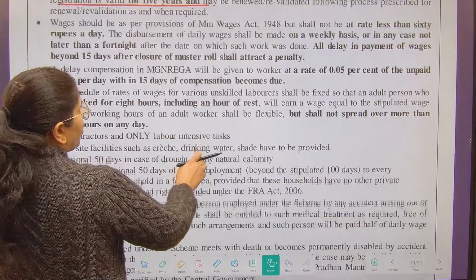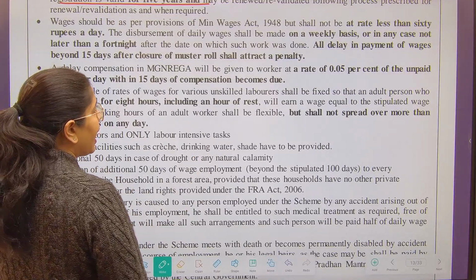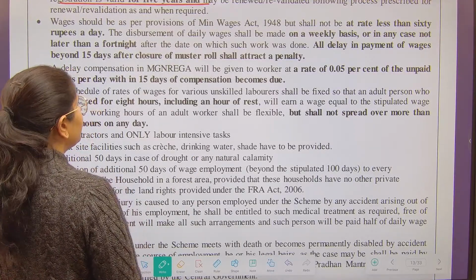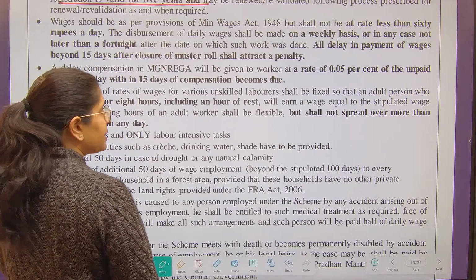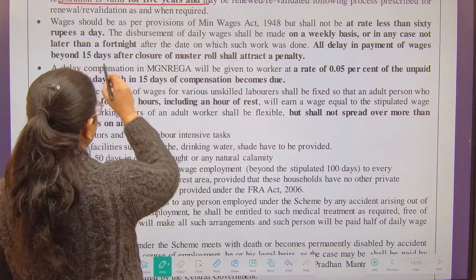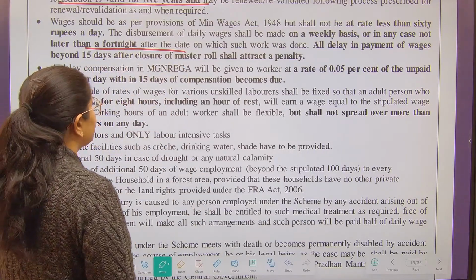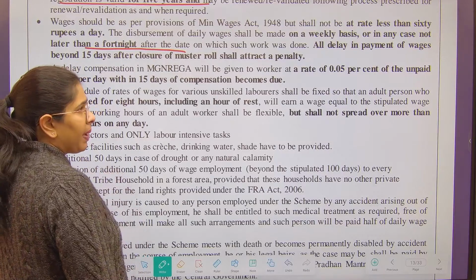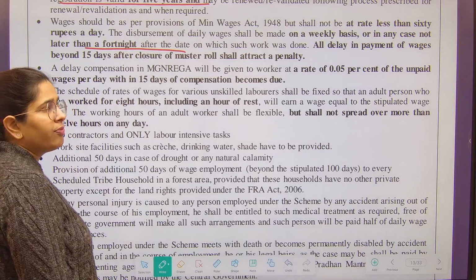Wages should be as per the provisions of the Minimum Wages Act 1948, but shall not be at a rate less than 60 rupees a day. The disbursement of daily wages shall be made on a weekly basis or, in any case, not later than the fortnight after the date on which such work has been done. Any delay in payment of wages beyond 15 days after closure of muster roll.